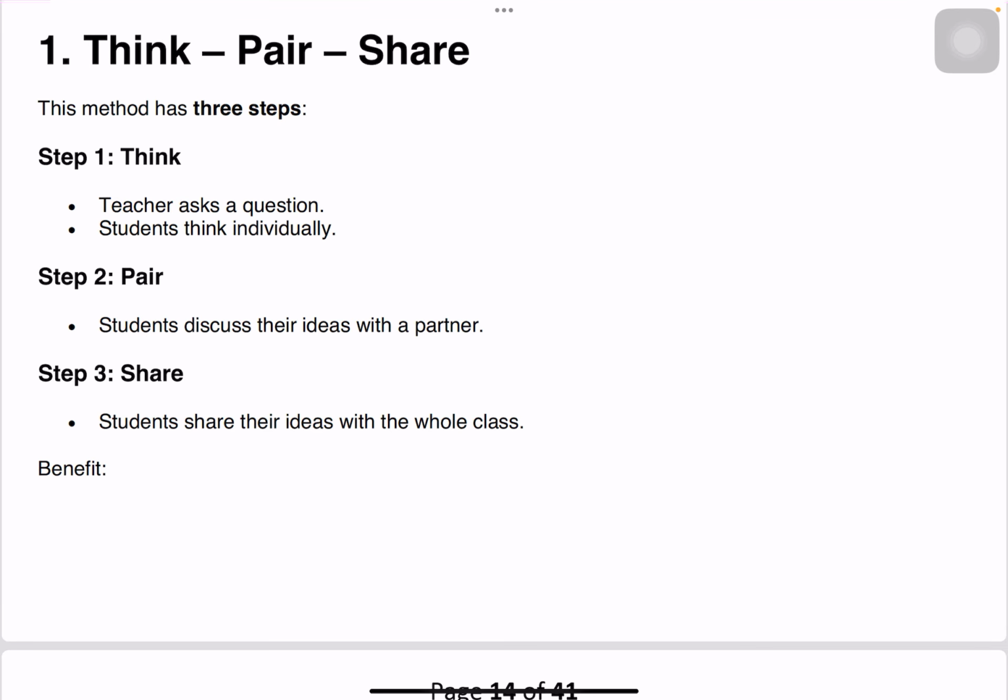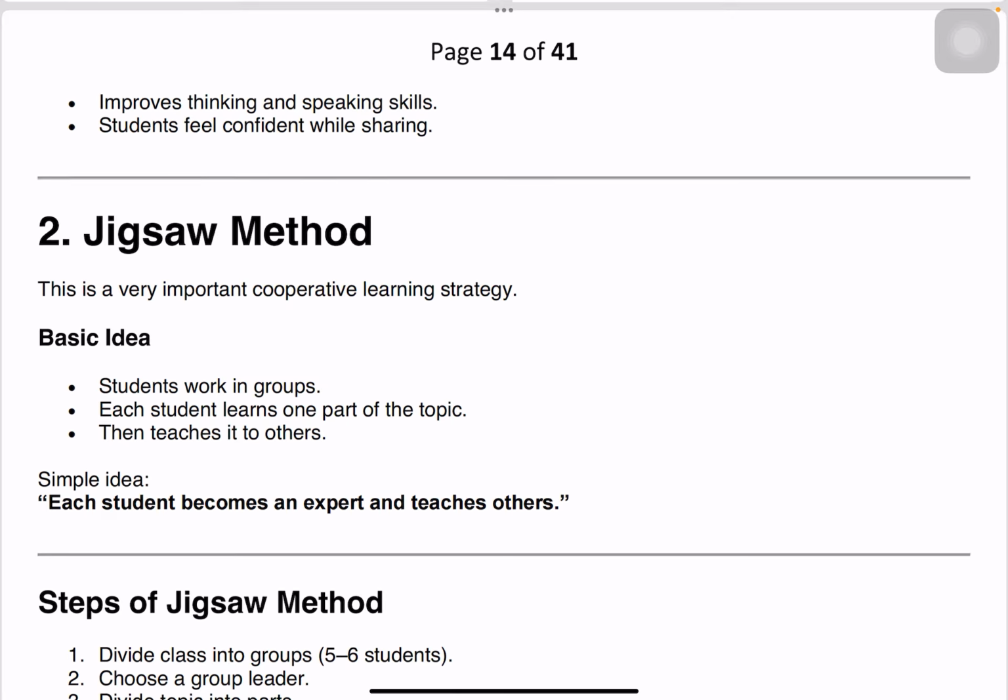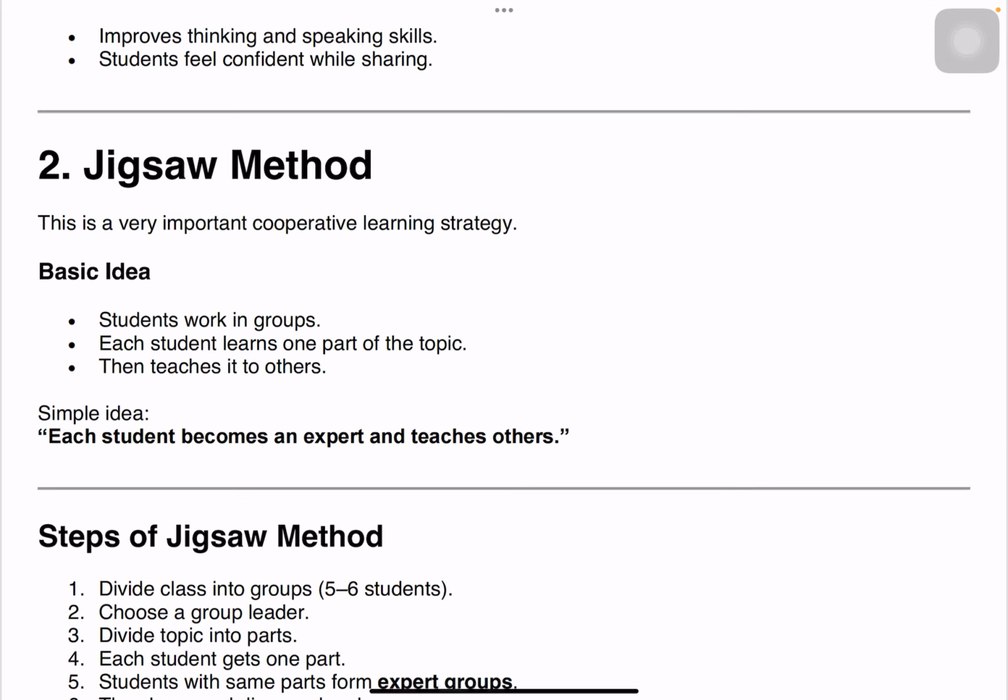Step number one, think. Teacher asks a question, students think individually. Step number two, pair. Students discuss their ideas with a partner or pair. Step number three, share. Students share their ideas with the whole class. Benefit: improves thinking and speaking skills. Students feel confident while sharing.